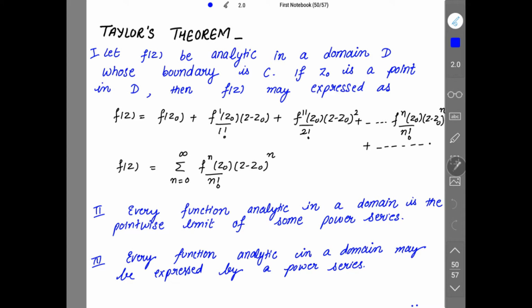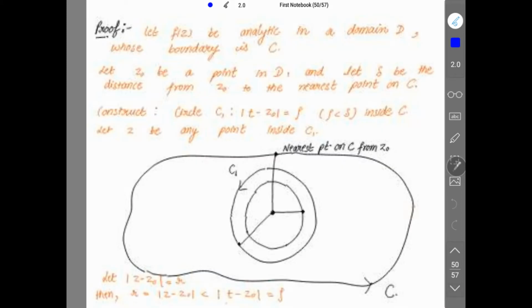Second statement, which can be stated as: every function analytic in a domain is the point-wise limit of some power series. Third one: every function analytic in a domain may be expressed by a power series. So this series is nothing but your power series, which is expressed as above. So let's start with the proof.